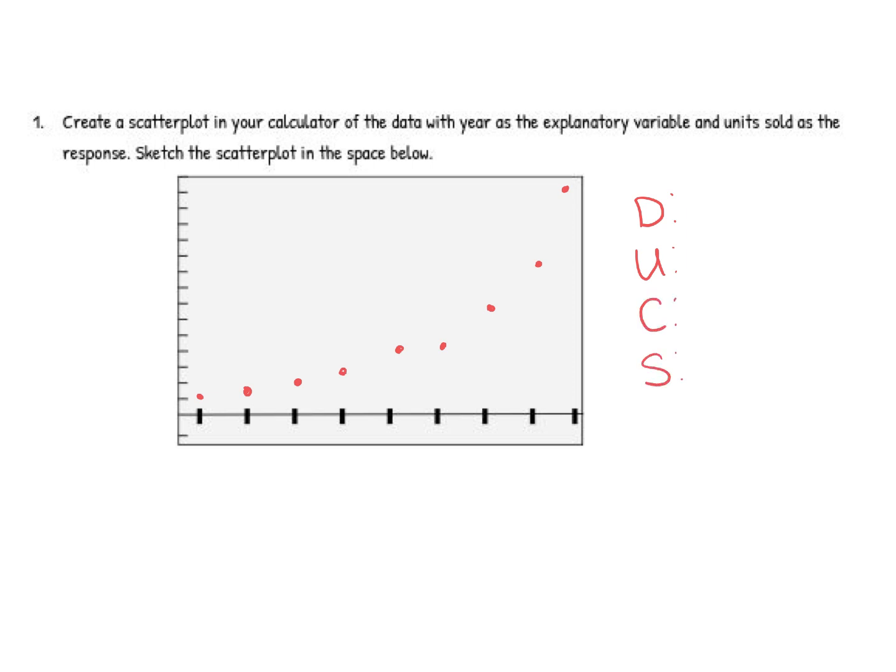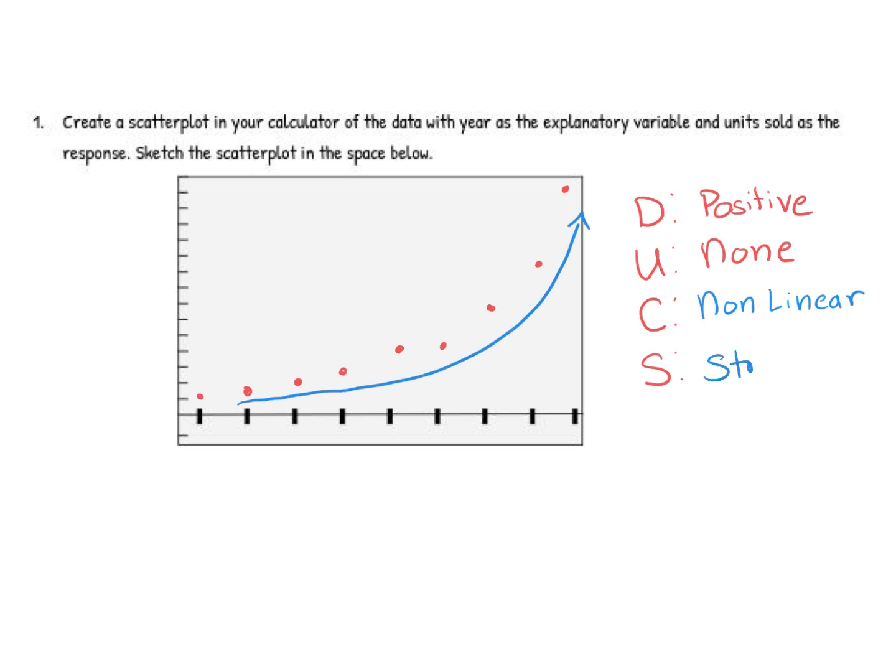Our direction would definitely be positive. We can see that as X is getting bigger, our Y is getting bigger. Unusual or outliers, I wouldn't say that we really see anything there. Our correlation, you might be tempted to say linear, but if we look closely at this, we can see an uptick. We can see it go like this, and once we see that line, you can see that that would be exponential. So we would say nonlinear. And then our strength, I definitely would say strong, and we'll see that whenever we do our correlation coefficient.